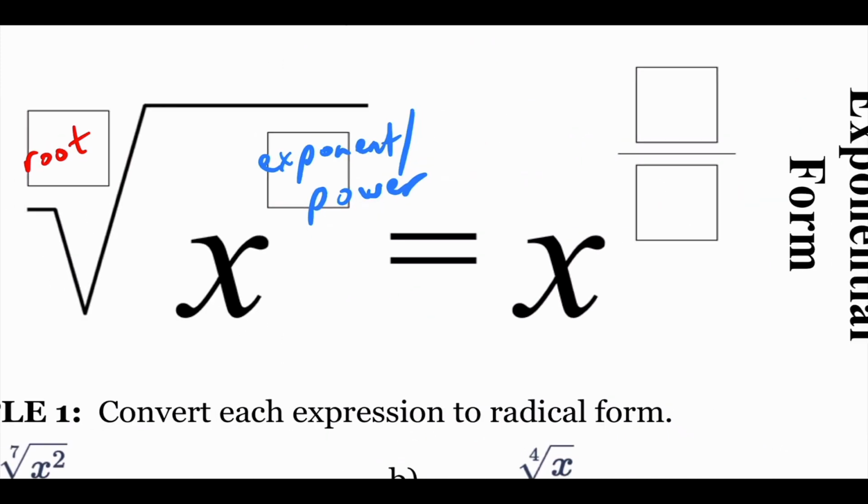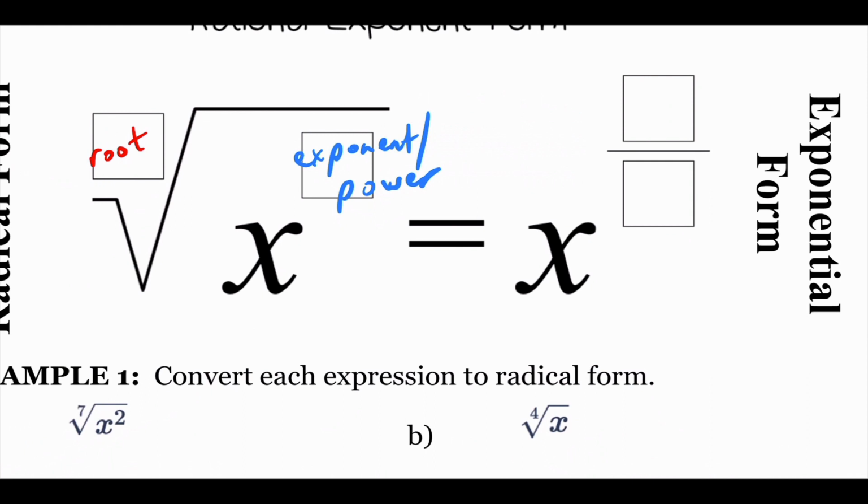Now, what we're doing is converting it into a straight exponent. So what is the top? The top is the root, or sorry, the top is the exponent, the power. The bottom is the root. So when a power has a bottom, it means the root.